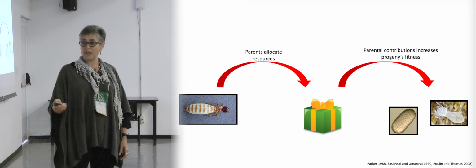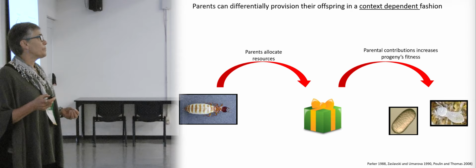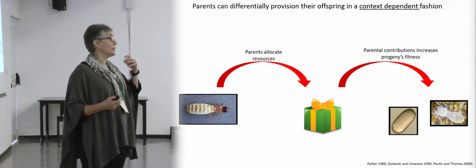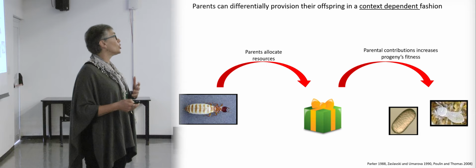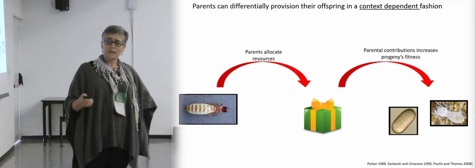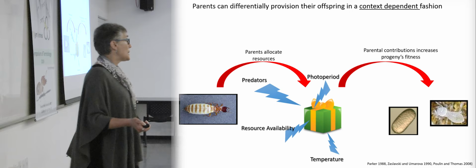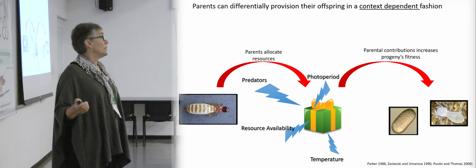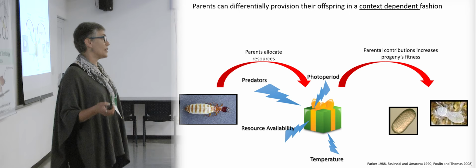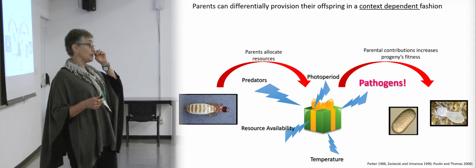And so these presents here are very important, and these contributions appear to be context dependent, okay? So they're not always the same provisionings or contributions. Those contributions change depending on the ecological pressures surrounding the mother, the father, and the offspring. So stressors such as photoperiod, the presence of predators, low resource availability, or temperature stress may influence how much you're contributing to the next generation here. In our lab, we're interested in disease and pathogens, so clearly pathogens are also a stressor that plays an important role in influencing the contributions that parents are going to make to their progeny.